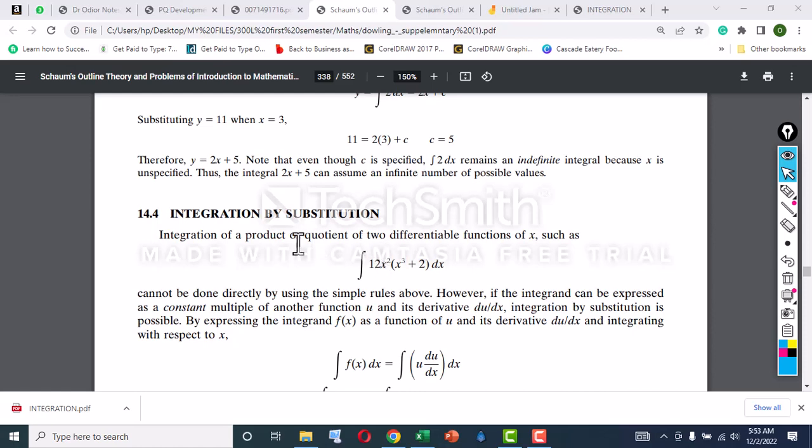So now let's go to integration by substitution. Remember I said it's a little complicated, but it's still very simple. So we want to integrate by substitution. What does this really mean? There are some functions that, after you look at them, you still will not see which rule you can apply, because they are really complicated. Those are the ones we use integration by substitution for.